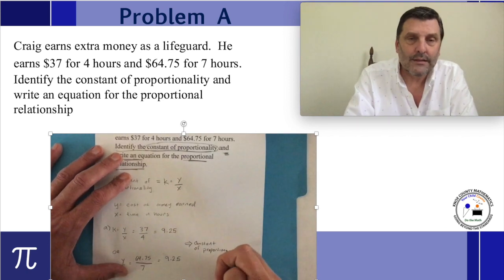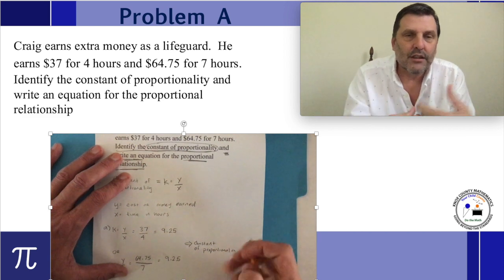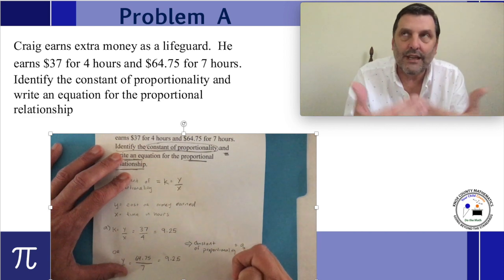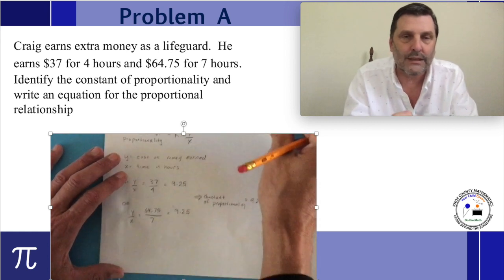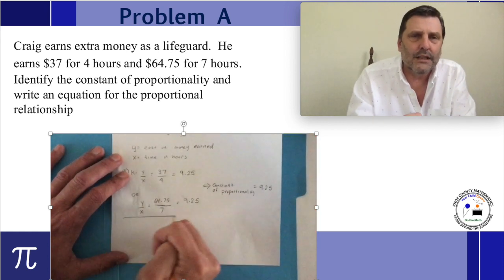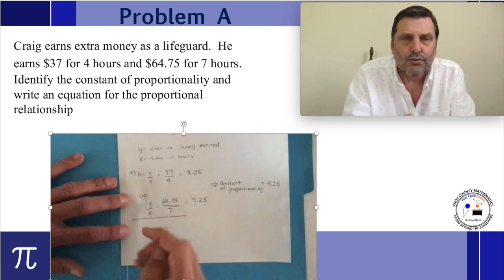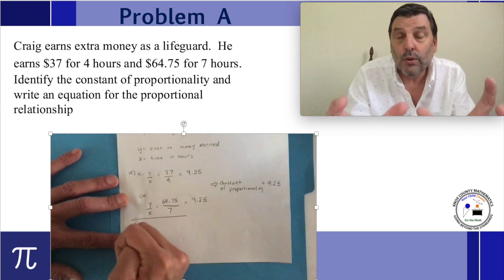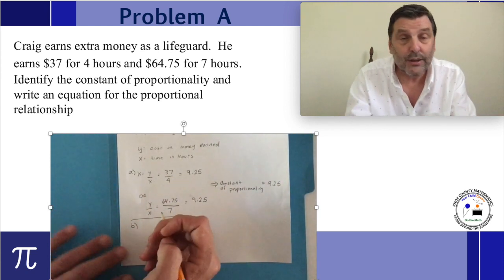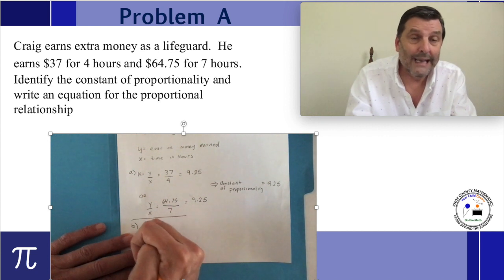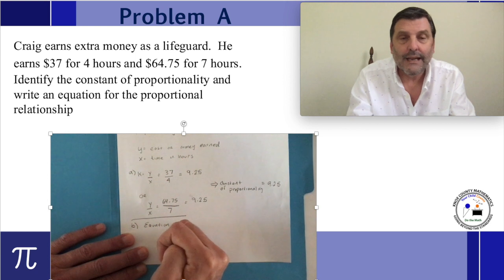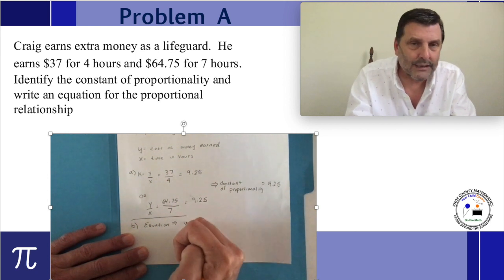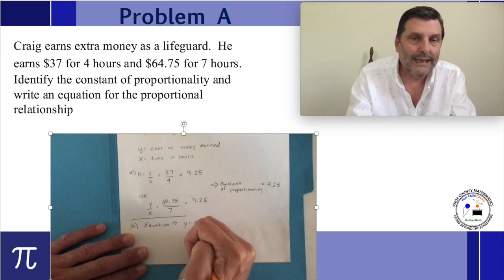Pretty simple, huh? Look at our set of variables. Let's divide our y by our x. If it stayed the same with each set of y's and x's, we have a proportional relationship. Now, let's talk about that equation. Part B, write an equation. Well, the equation for a proportional relationship is pretty simple. It's y equals K times x. If it's a proportional relationship, it's y equals K times x.